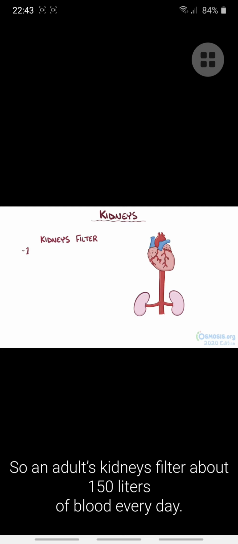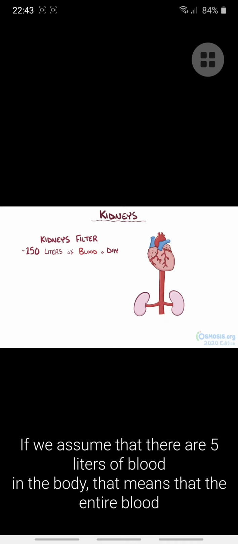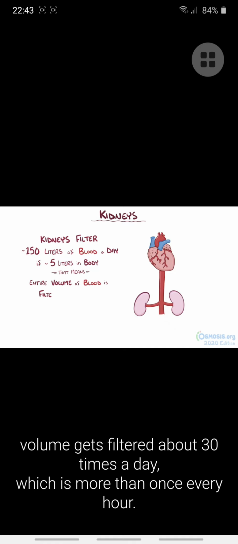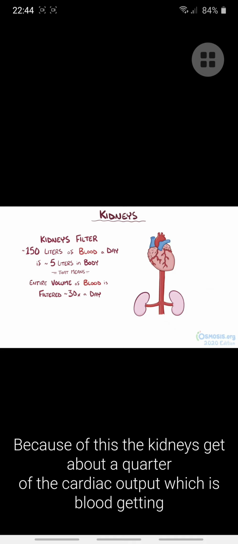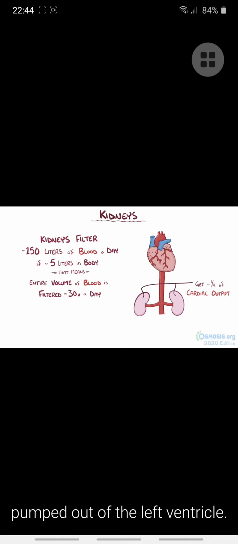So an adult kidney filters about 150 liters of blood every day. If you assume that there are 5 liters of blood in the body, that means that the entire blood volume gets filtered about 30 times a day, which is more than once every hour. Because of this, the kidneys get about a quarter of the cardiac output, which is blood pumped out of the left ventricle.